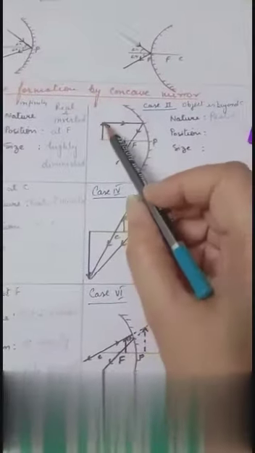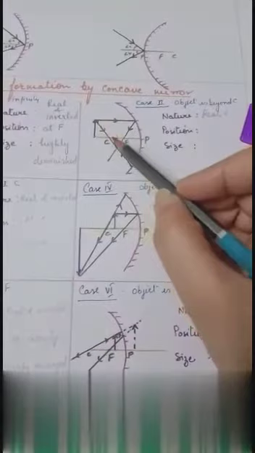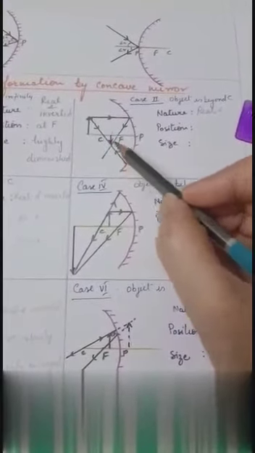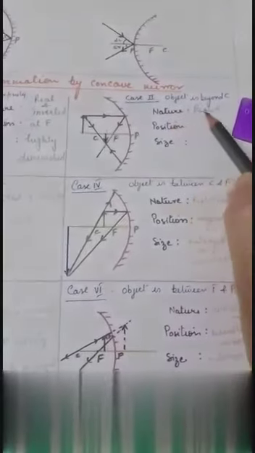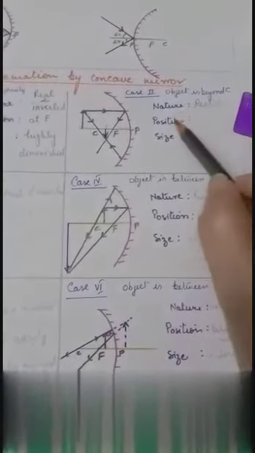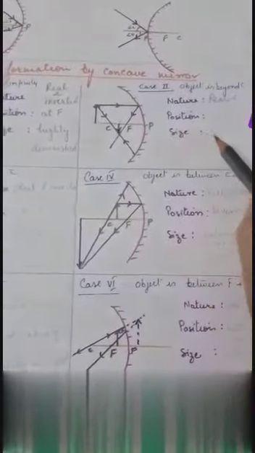Now, a ray which is parallel will pass from focus. A ray which is passing from center of curvature will reflect back along the same path. Nature of the image is real and inverted. Position is between C and F and size is diminished.